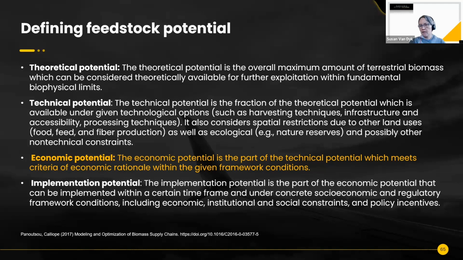But I think what is important is when we look at availability, we have theoretical availability, we have technical availability, economic availability, and implementation potential availability. So theoretical is we can just add up everything that's there, but this is not actually a realistic assessment. Technical potential is what would be available under harvesting techniques, infrastructure, accessibility. So that would also be supply chains, etc., and conservation, and so on.